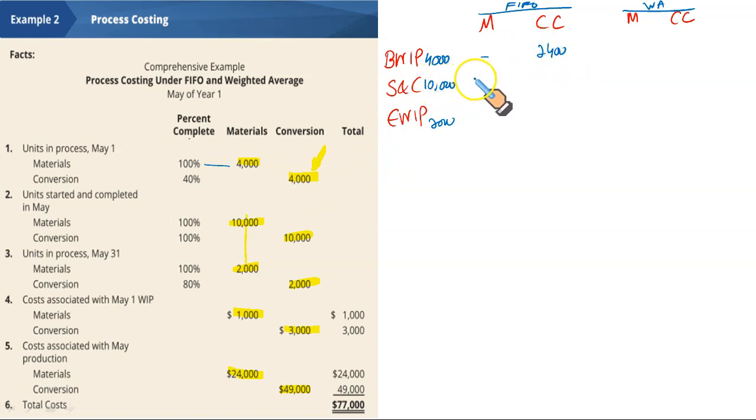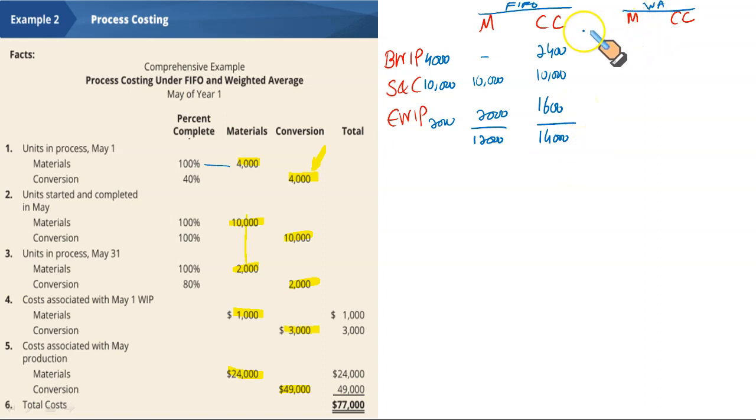Started and completed, by definition, it is always 100% complete. In ending work in process, 2,000 units. These 2,000 units which we have in the ending work in process, all material was added 100%. So material wise, they are 100% complete. So you're going to write 2,000 here. And from conversion cost point of view, only 80% conversion cost added. That's why they are in the ending work in process. So 80% of 2,000, that's going to be 1,600. So this is for FIFO, 12,000 EUPs for material and 14,000 EUPs for conversion cost.